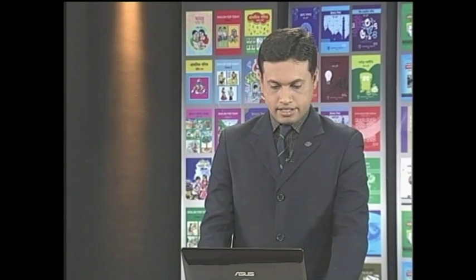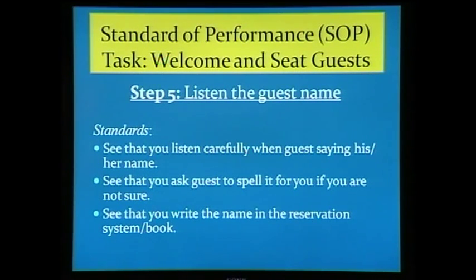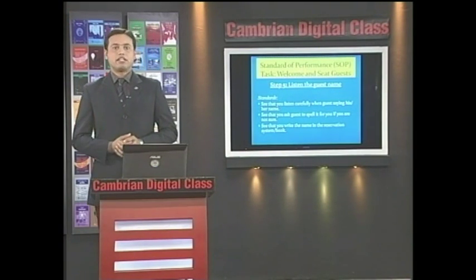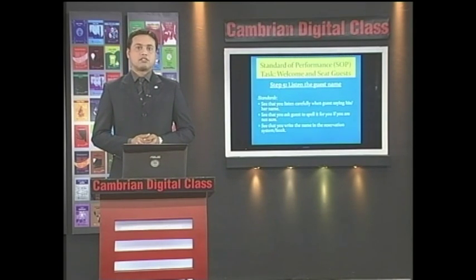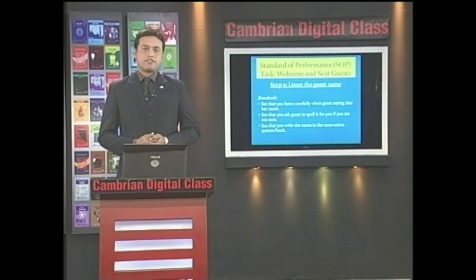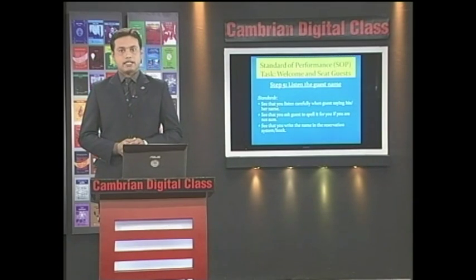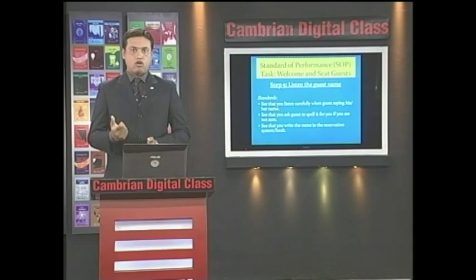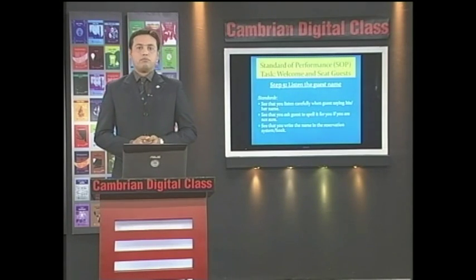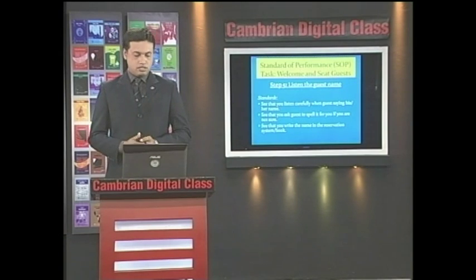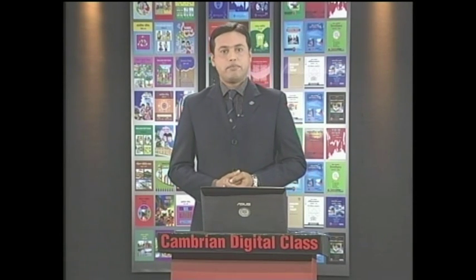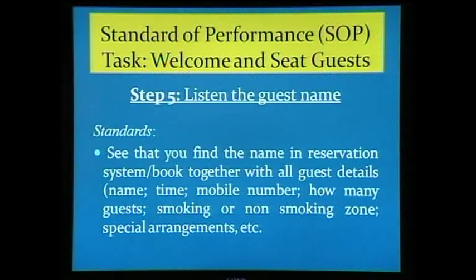Let's move on to our next standard. See that you write the name in the reservation system or book. Here, one thing to be explained is that some hotels, definitely 5-star chain hotels, have an electronic reservation system. For example, Grand Hyatt Dubai is using OpenTable electronic reservation system, which is very easy. On the other hand, Rotana hotels in the whole Middle East are not using an electronic reservation system. They are simply using manual books to perform the reservation process. So this can be done electronically or manually, depending on the name of the chain. So let's move on to the next standard.